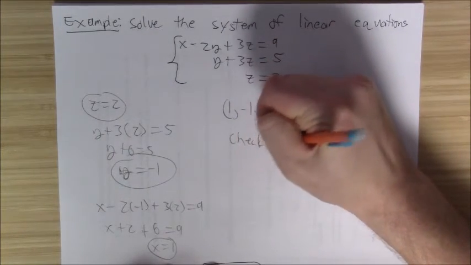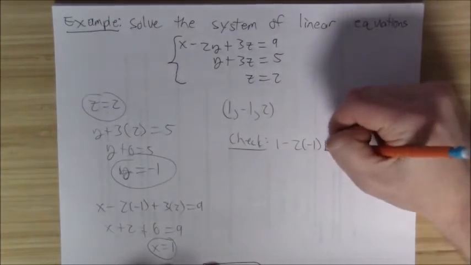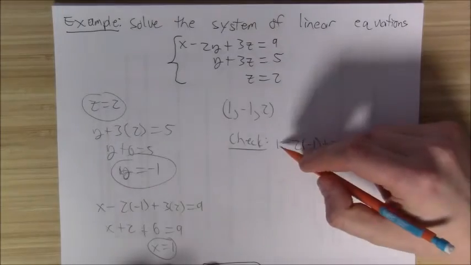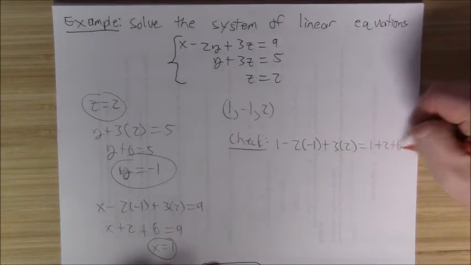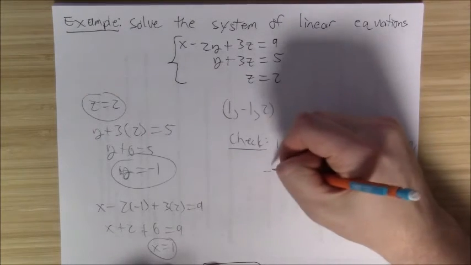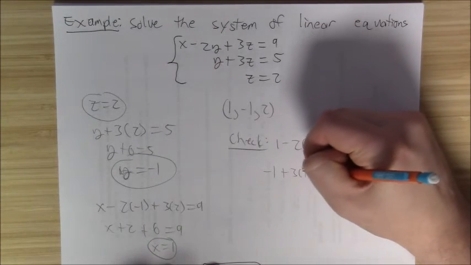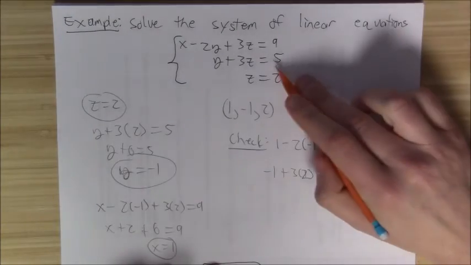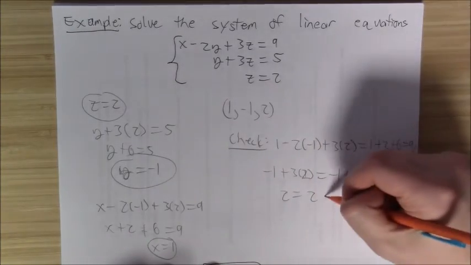Let's check just to make sure. Plugging into the first equation, we get 1 minus 2 times negative 1 plus 3 times 2, which is 1 plus 2 plus 6, which is 9, so that's good. We also have in the second equation negative 1 plus 3 times 2, which is negative 1 plus 6, which is 5, which is good, so that equation works. And then finally, we see that indeed 2 is equal to 2 in the bottom, so we're good.